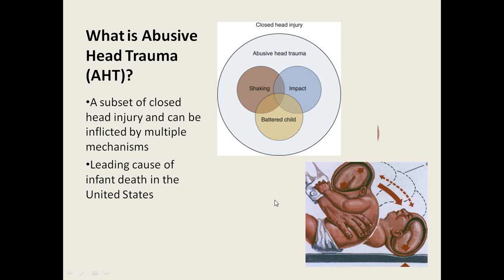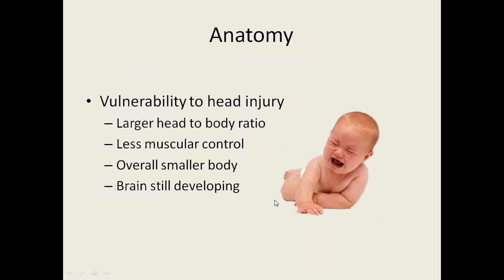All right, let's see if I can go forward here. There we go. Why are infants so vulnerable to head injury? Well, there's a lot of reasons, but some of the major ones, if you look at a child, they're like little bobbleheads. Their head is larger in proportion to their body, and their muscles are underdeveloped. They don't have the strength and musculature in their neck to really support their head and fight that type of shaking or injury.